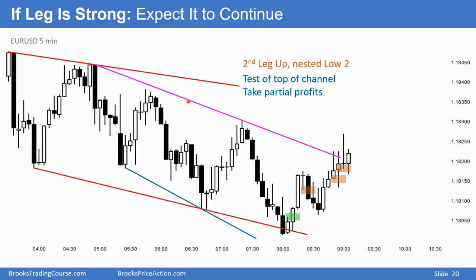We're at the top of a reasonable channel, a good location to take partial profits, either with a limit order here. In fact, that's what created this tail, in part. You had bulls taking partial profits there, or you could take partial profits on the low 2 below this bar, or the low 2 below this bar. Low 1, low 2, low 1, or low 2, or low 2. Reasonable to take partial profits, especially when things are not all that clear.